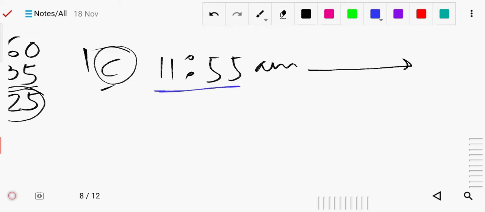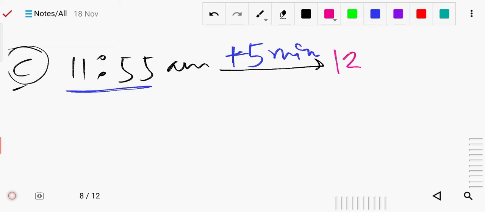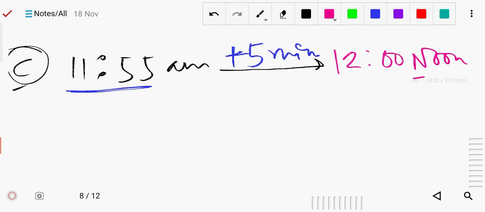So this is 11:55, and the next number will be 12. How much time will we add? There are 55 minutes, so 5 minutes we will add, and it will be 60, meaning 12 o'clock. So we will add the 5 minutes here. After 11:55, adding 5 minutes, it will be 12. Now this 12 will be noon, the 12 noon.